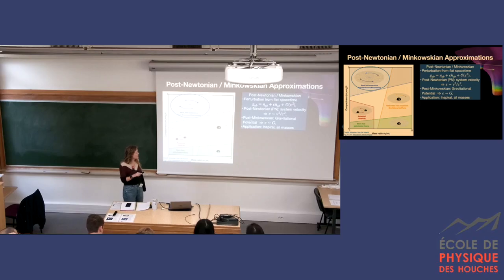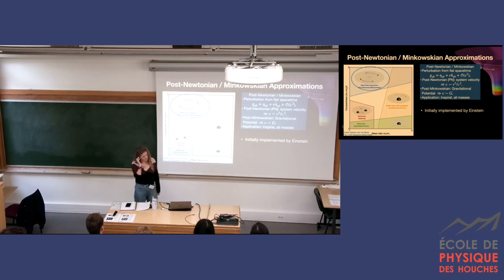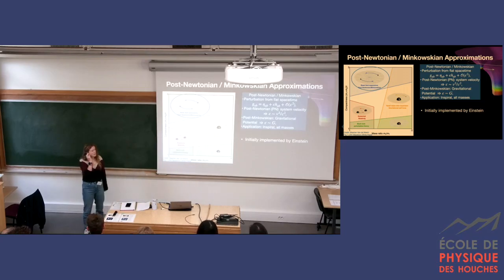There's also the post-Minkowskian gravitational potential perturbation, and that's when you perturb in your gravitational constant. The way I'm going to do it today is combining these two, which is actually done a lot, but you can always stick to one or the other and then use the overlap. Okay. So one of the cool things about post-Newtonian and post-Minkowskian is these were initially implemented by Einstein when he was trying to figure out his field equations.